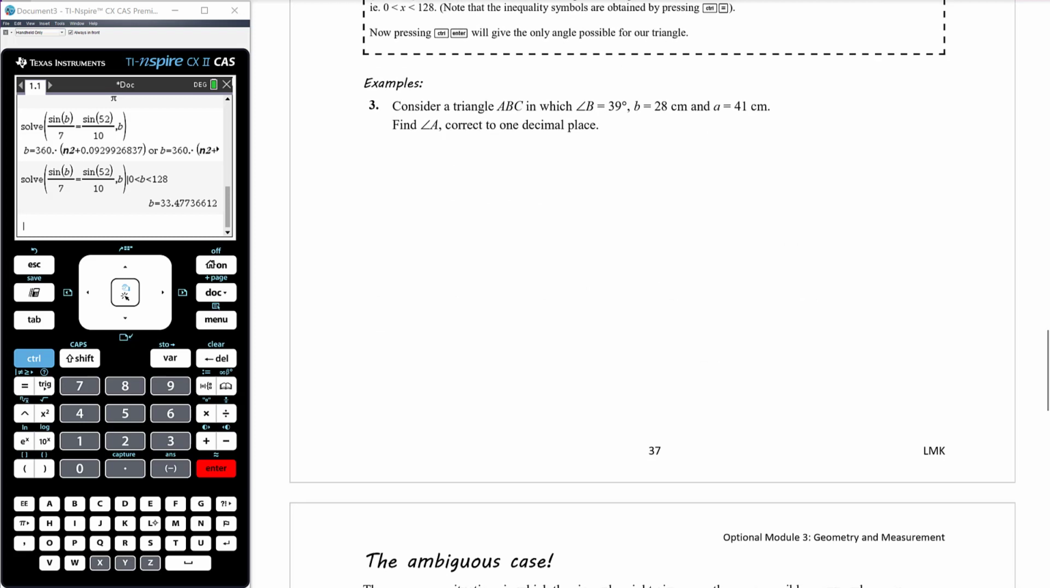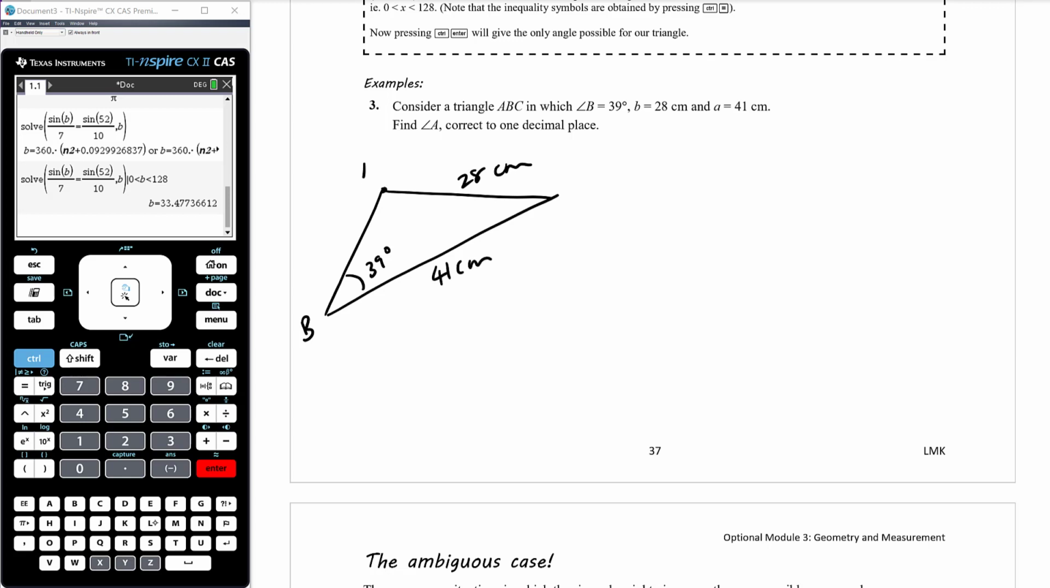Okay, let's have a go at another one. So consider a triangle ABC in which angle B is 39, side length b is 28, side length a is 41. Find A correct to one decimal place. Okay, so let's have angle B, sorry. B is 39, the side length opposite B is 28 centimetres. Side length a is 41 centimetres, let's make that this one, so that makes that corner A.